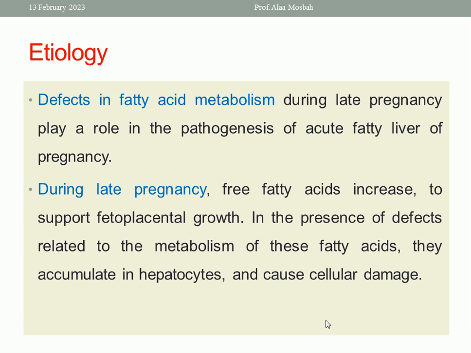What about etiology? Really, the problem in acute fatty liver of pregnancy is related to a defect in fatty acid metabolism. As you know, during pregnancy, especially in the third trimester, there is an increase in free fatty acids to support fetal-placental growth. So, in the presence of a defect related to metabolism of these fatty acids, they accumulate in hepatocytes and cause cellular damage.